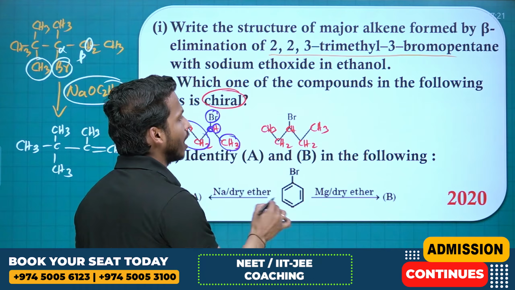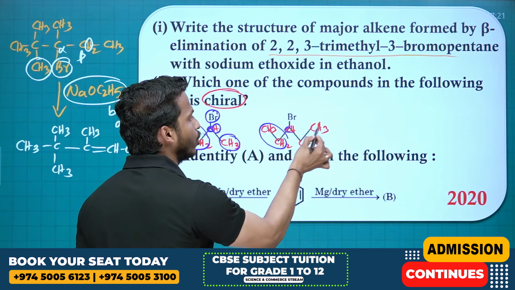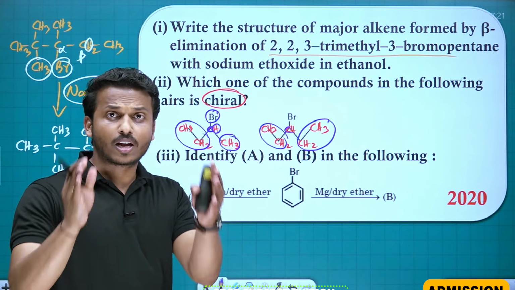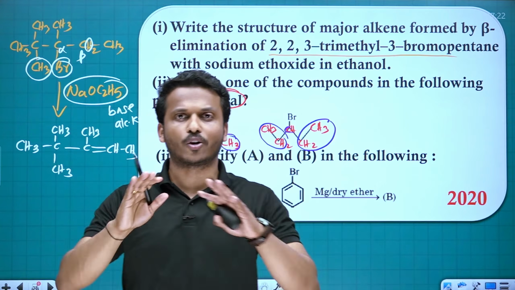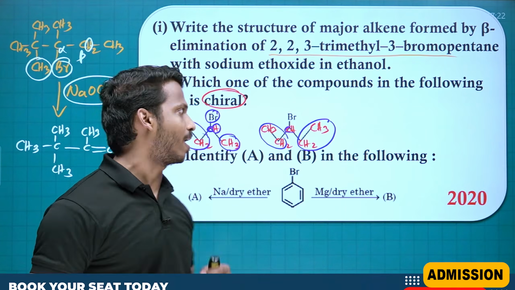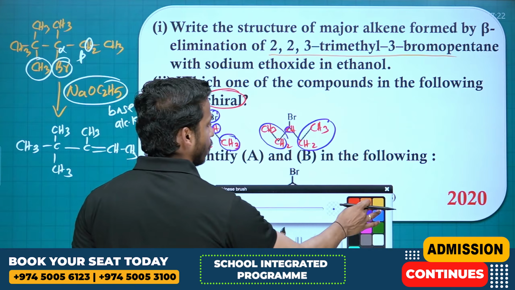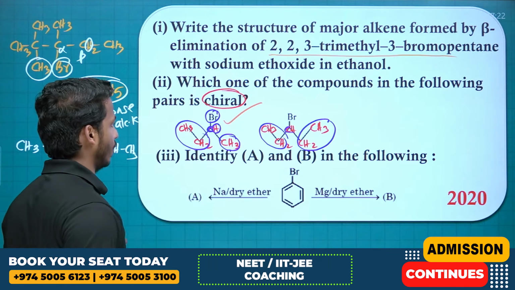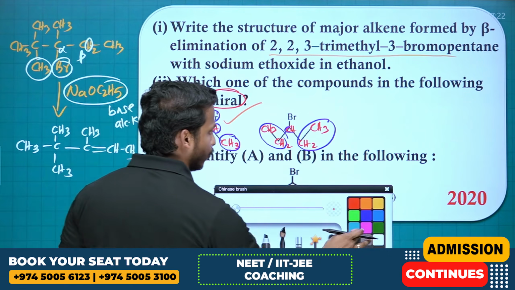But here, is this carbon chiral? No, it contains two same groups, left and right. The carbon's four bonds should be connected to four different groups, then only it will be called a chiral molecule, right? So the first compound is the one that is chiral in nature. Identify A and B in the following reaction.